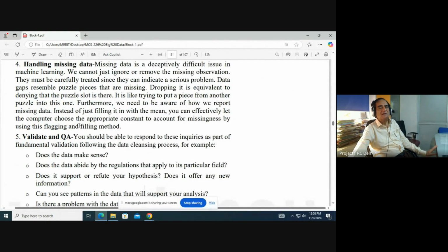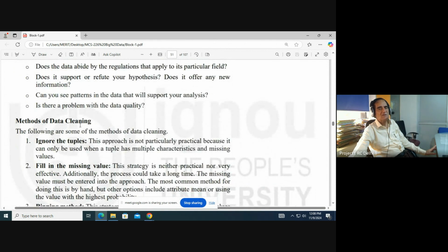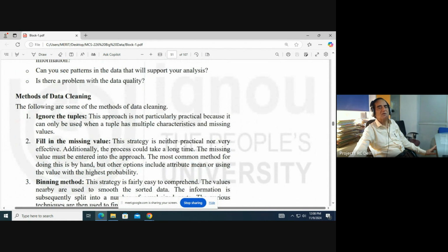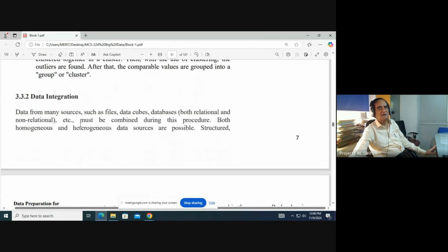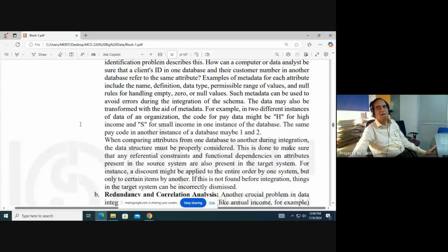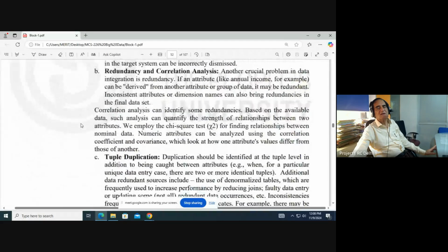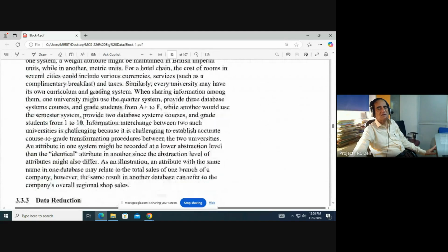So validate and question, answer this quality assurance. You should be able to respond to this. Does the data make sense? Does the data abide by the regulation? Does it support or refute your hypothesis? Can you see patterns? And so on and so forth. Methods of data cleaning: ignore the tuple, fill in the missing value, binning method, regression, clustering, which we have done. Data integration, which we did: entity identification problem, redundancy and correlation analysis, tuple duplication, data value conflict detection and resolution. These are some of the methods.